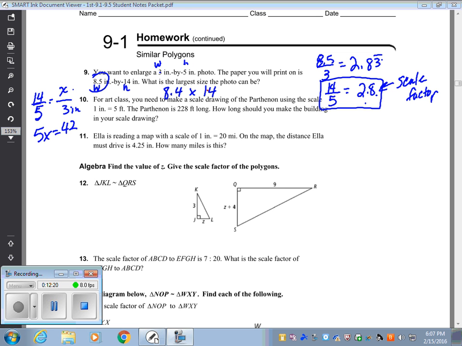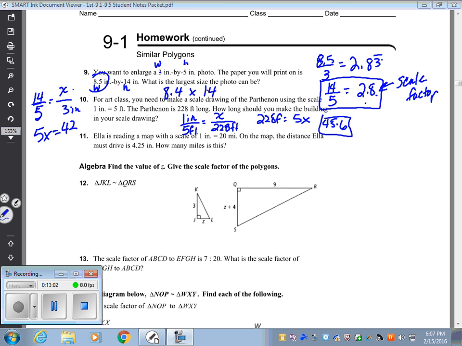Alright, on 10, we're just going to use the ratio because it says we have a scale of 1 inch to 5 feet. It says the Parthenon is 228 feet long, so inches to feet, keep the ratio the same. We're going to do x for inches, 228 feet at the bottom, cross multiply, so we get 228 feet equals 5x, and then we're going to divide by 5, and we get 45.6. So that's our answer there.